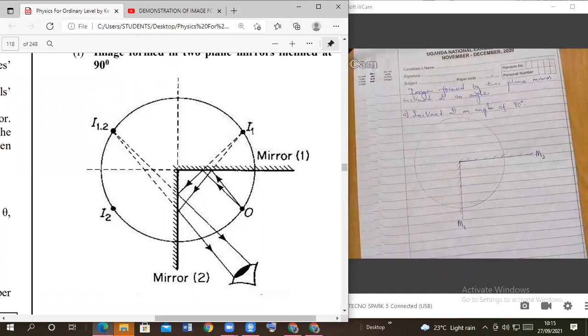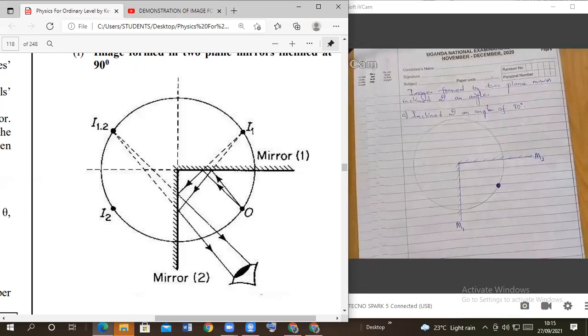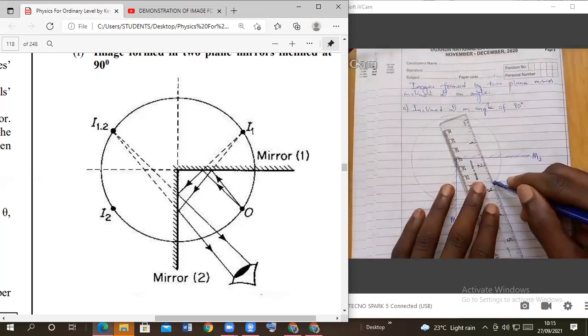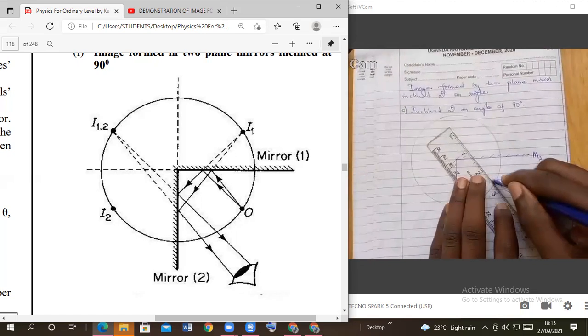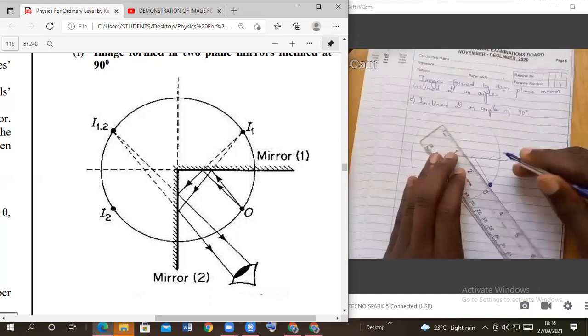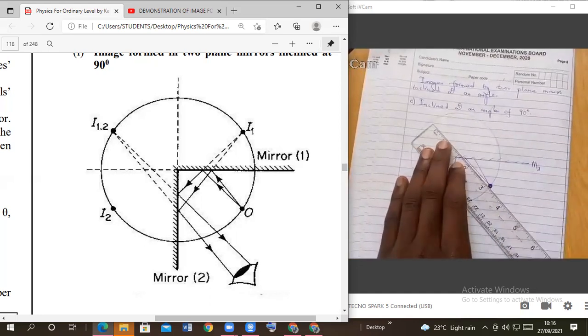Now we are going to start drawing the ray diagram. We are assuming our object is here. This is where our object is. So now we start drawing the ray diagram. You see that from here, it will go there. Still from the same point, you find that it's going to be somewhere here, like this.